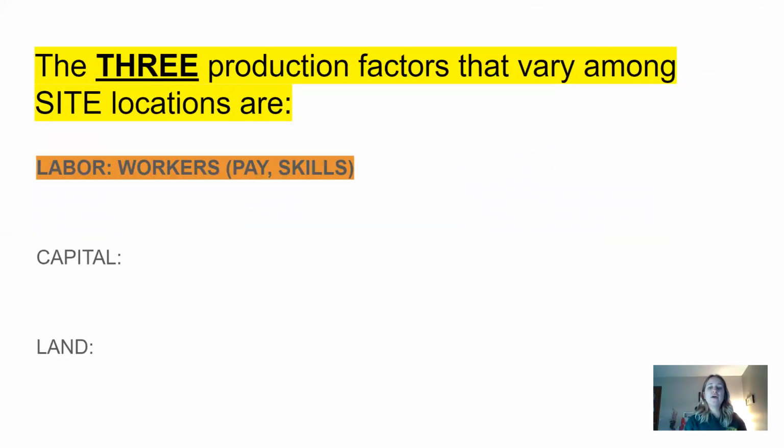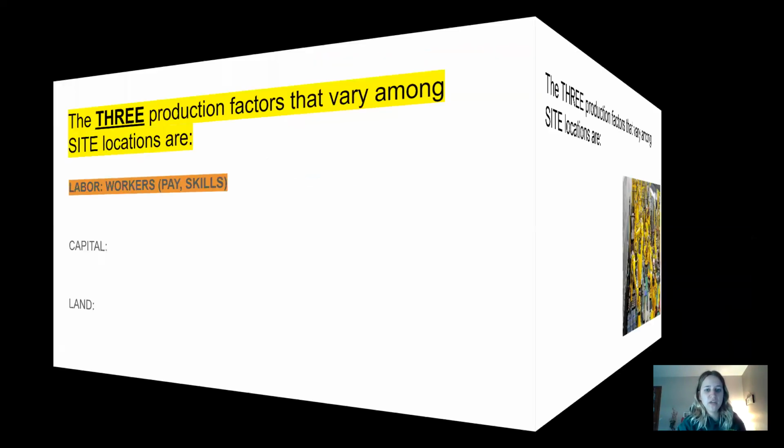So the 3 production factors that vary among site locations are number 1, labor. These are your workers, okay? This is kind of what kind of skills do these workers have? What kind of pay are they making? Are they making a lot of money? Are they making a little bit of money? Okay, like I said, what kind of skills do they have? Are they able to produce this product in large quantities and stuff like that?